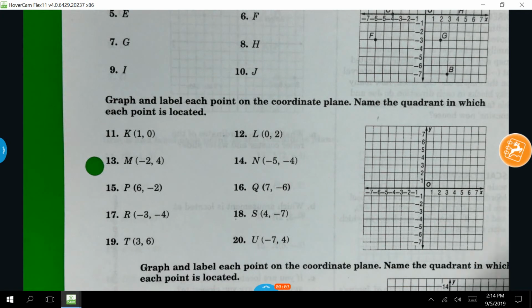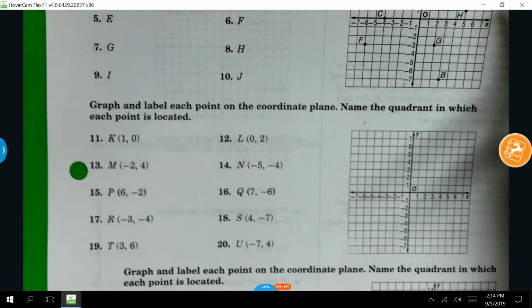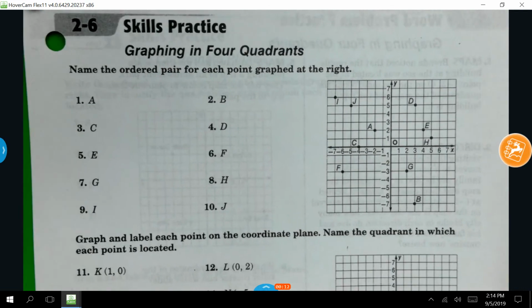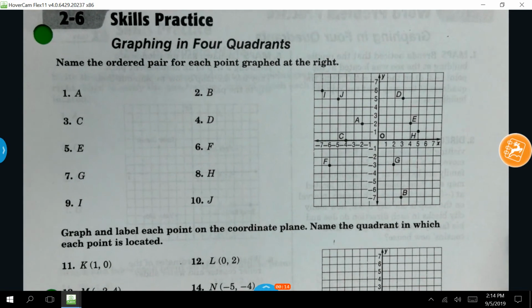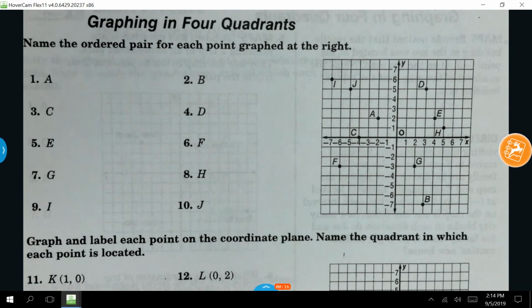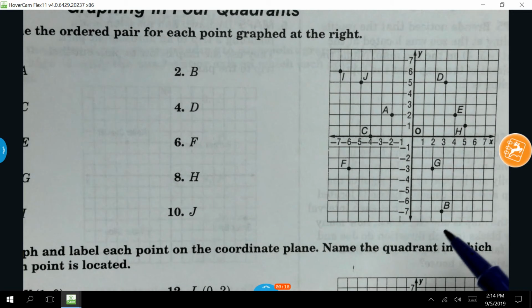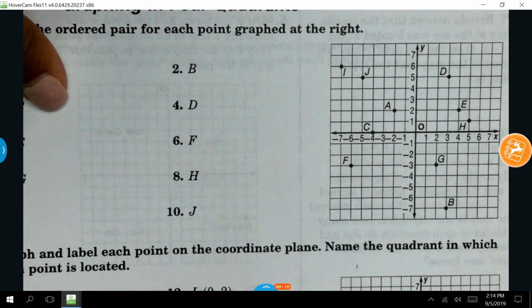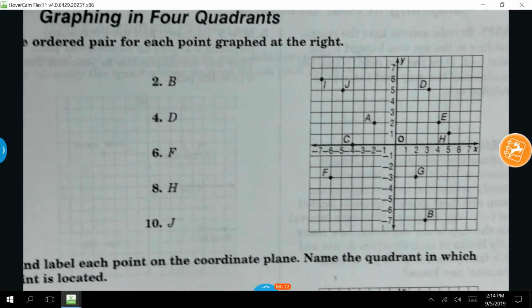Alright, so some of this should be a little bit of a review. I think we have done some graphing in 6th grade. But before we start graphing, we have coordinates. Okay, so this whole thing is my graph. And then I have four quadrants. Whew, it's hard to say.